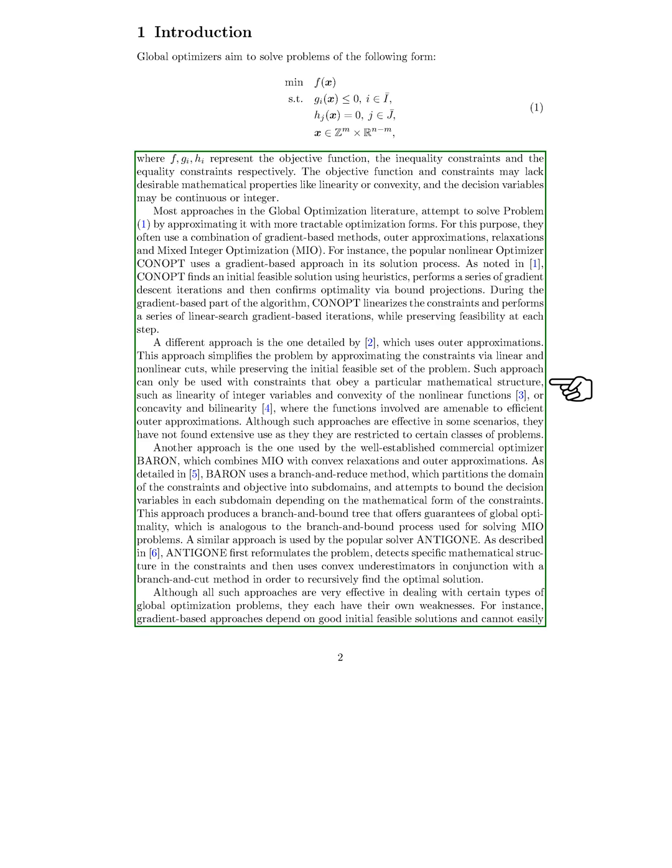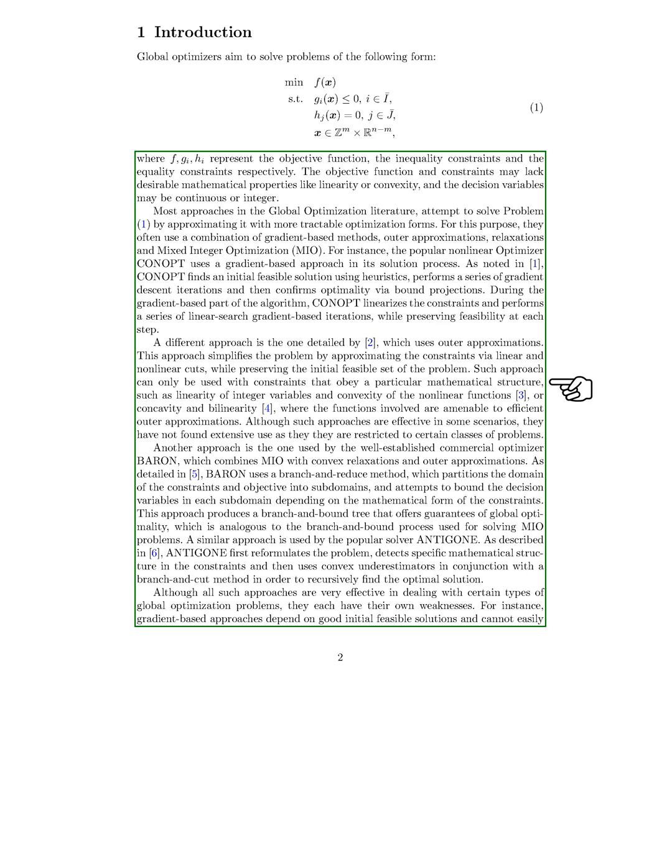of problems. The commercial optimizer Baron uses a different approach, combining MIO with convex relaxations and outer approximations. It uses a branch and reduce method, which divides the domain of the constraints and objective into subdomains, and tries to bound the decision variables in each subdomain based on the mathematical form of the constraints. This approach creates a branch and bound tree that guarantees global optimality, similar to the process used for solving MIO problems. The popular solver Antigone uses a similar approach.